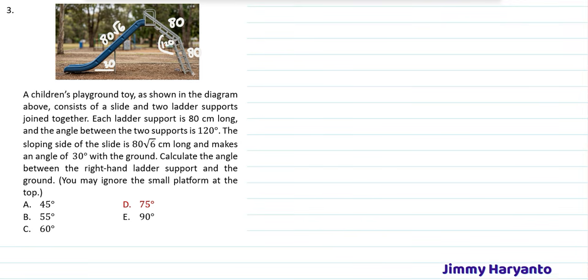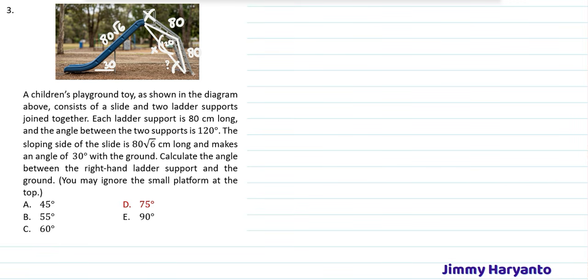Okay, so the situation is like this. Calculate the angle between the right hand ladder support, which the question wants you to find, and the ground. You may ignore the small platform. You can ignore this. So this one is about triangles, so I think we have to create a triangle first. The first triangle is like this, and like this. From that one, I think we can find x, the length of x.